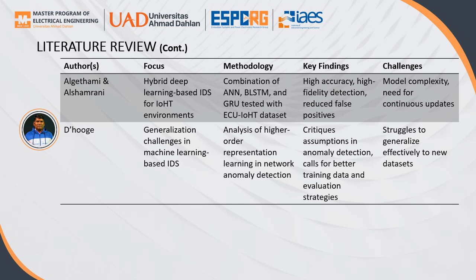And in the next literature review, the focus was generalization challenges in machine learning based IDS. The methodology employed is analysis of high order representation learning in network anomaly detection. The findings are critical assumptions in anomaly detection, and calls for better training data and evaluation stages. The challenges encountered are that models struggle to generalize effectively to a new dataset.